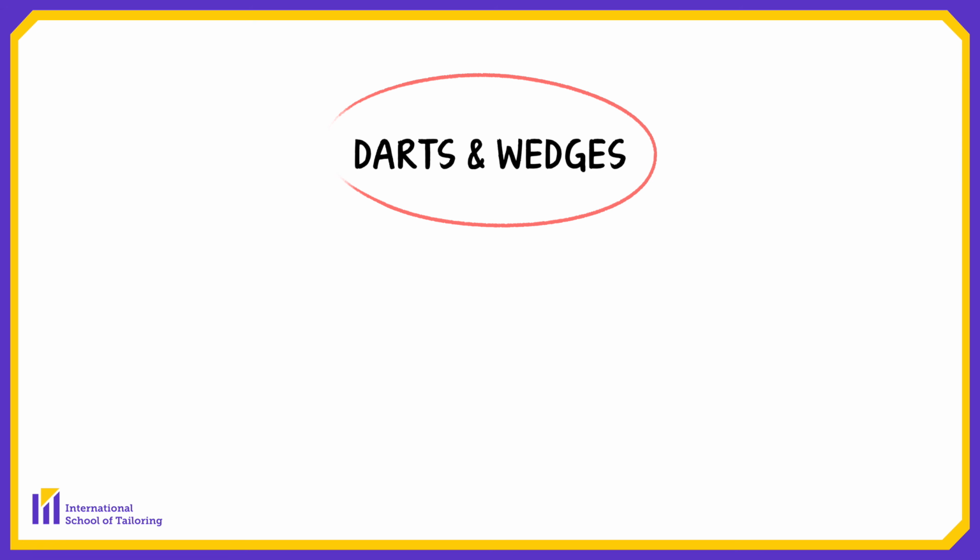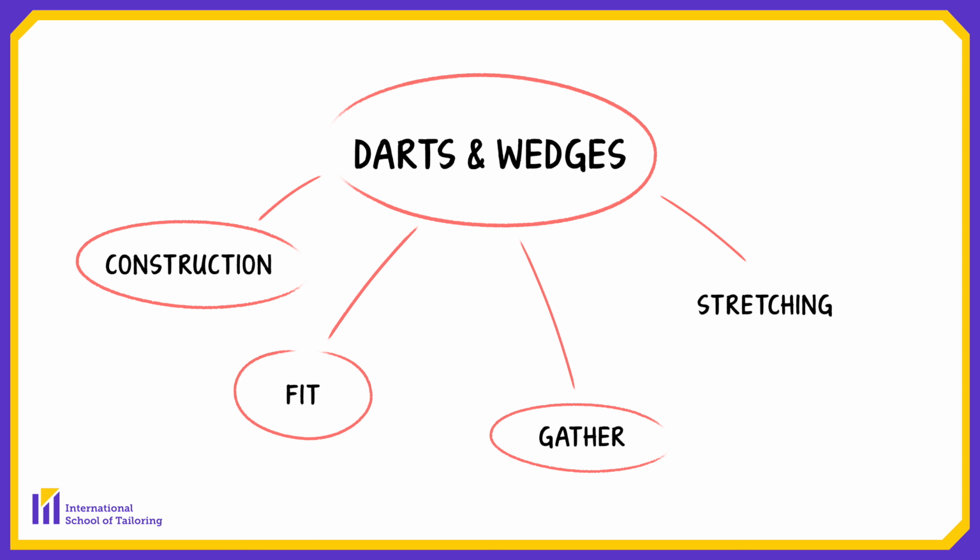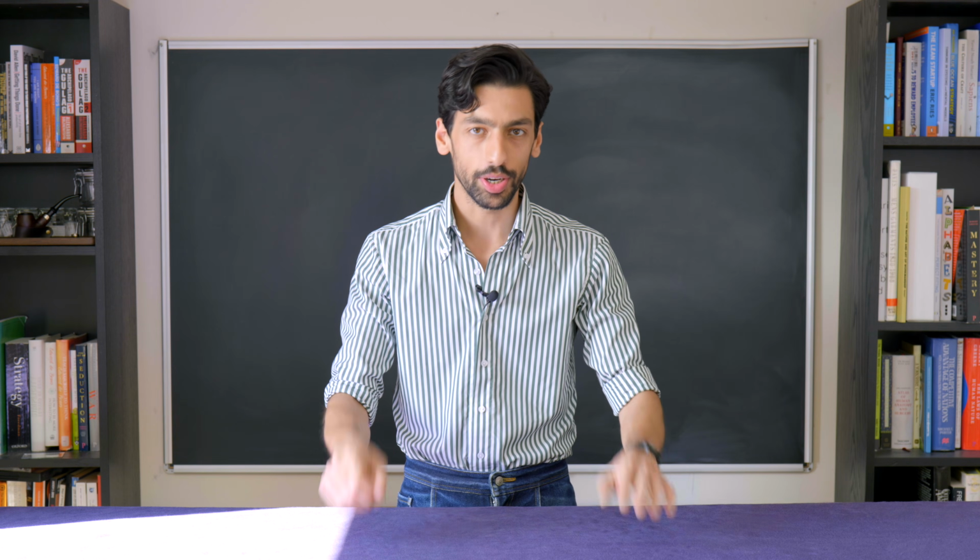If we look at our connection map, we'll see that darts and wedges are connected to construction, fit, gather, and the stretching of our material. Construction, because darts and wedges shape the surface of our material. Fit, because they affect the look and feel of our garment. Gather, being a subset of relative length, can sometimes substitute darts, and stretching, being a subset of ironwork, can sometimes substitute wedges.